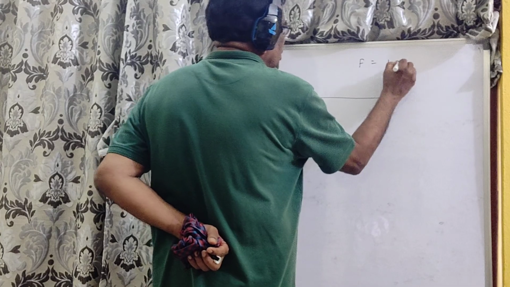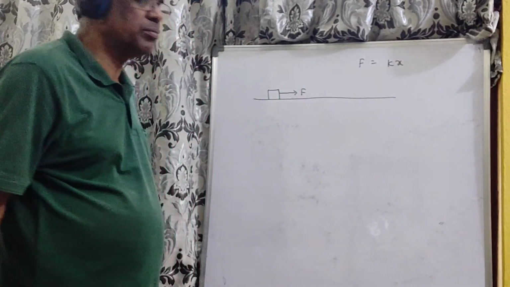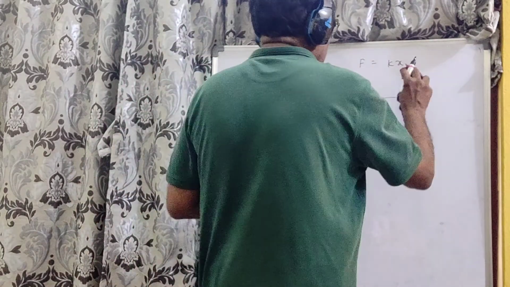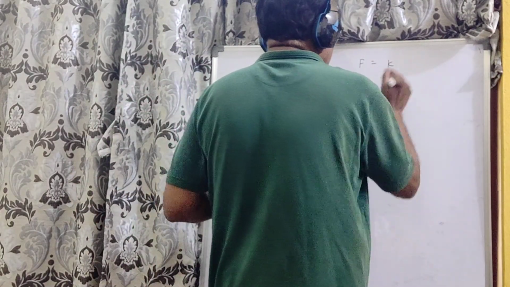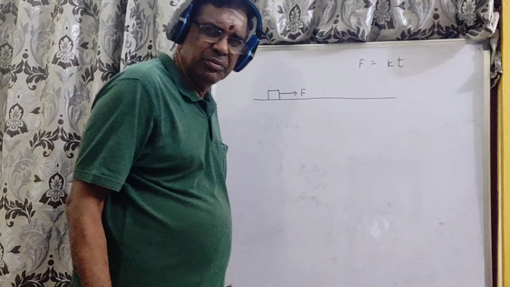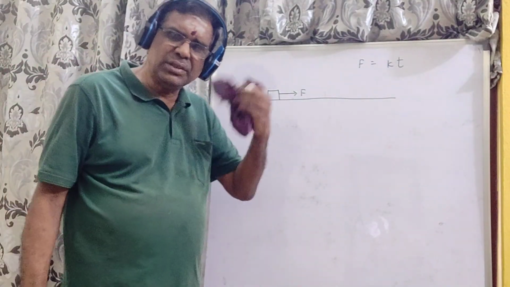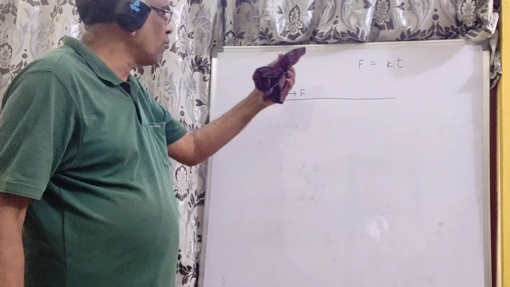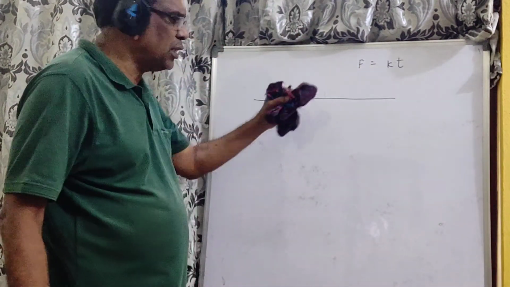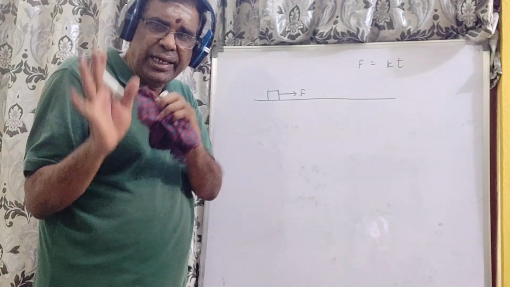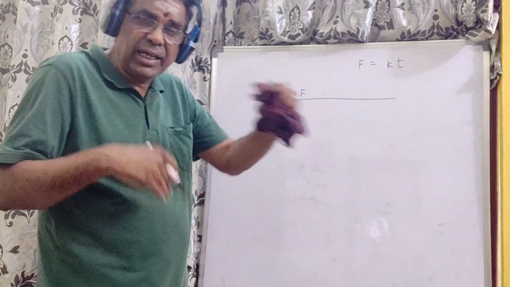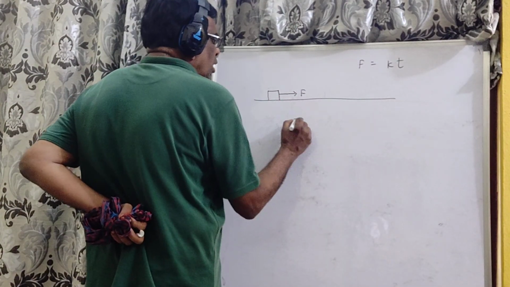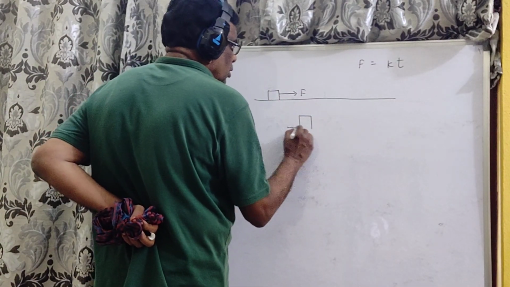Let me say F is equal to Kt. When I start increasing the force from time t equal to 0, at what time does the body start moving? It is the same case as I discussed before, and I am trying to tell you how they can ask it in a different way. I draw a diagram as before.